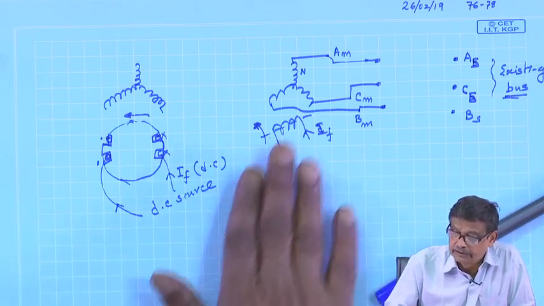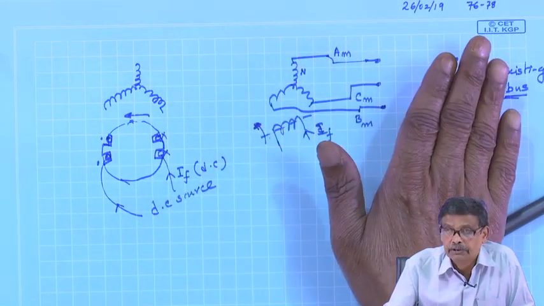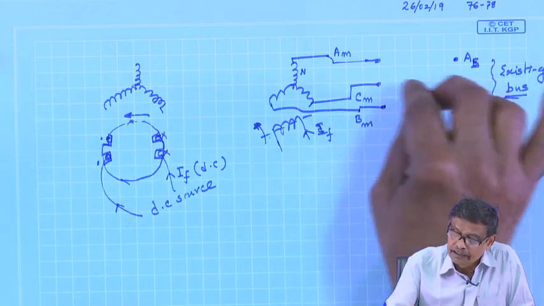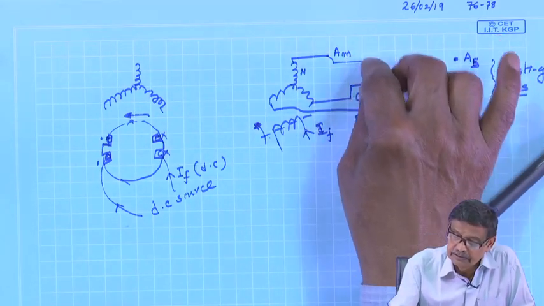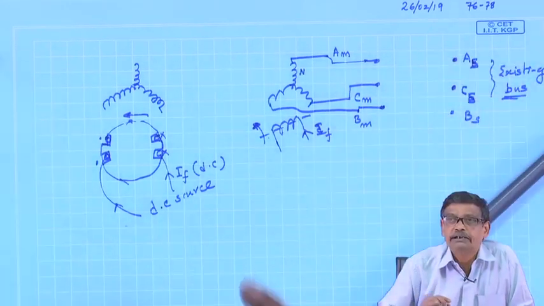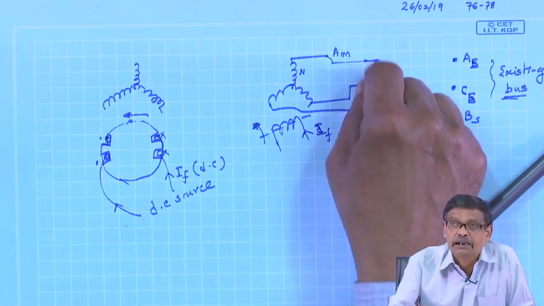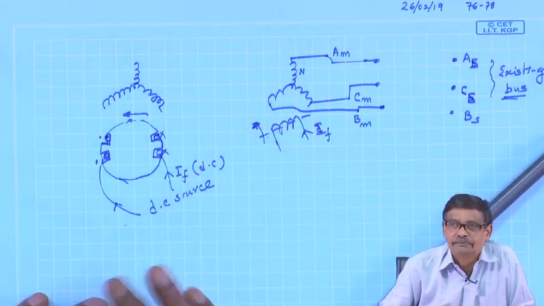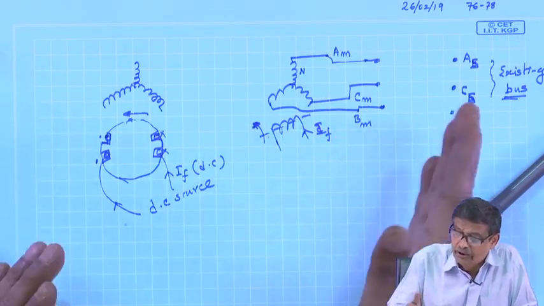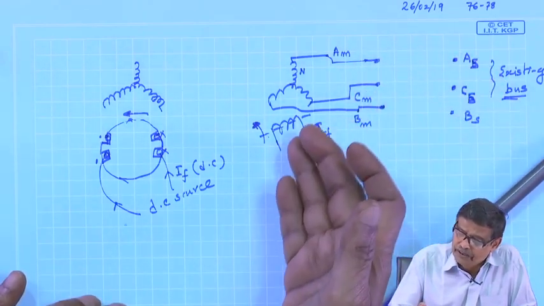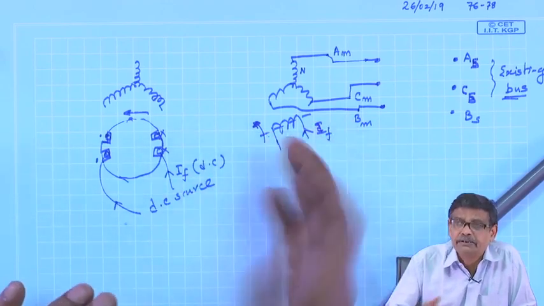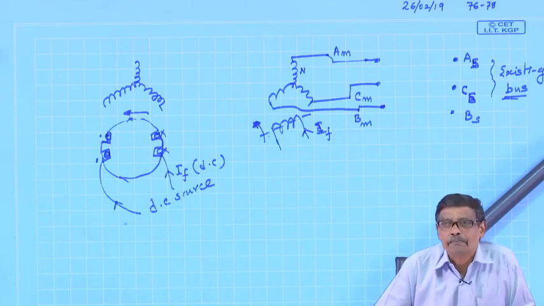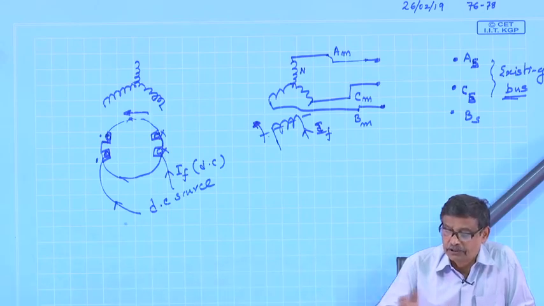Now, what is done? This synchronous machine is connected to the bus. The moment it gets connected to the bus, you can understand that the terminal voltage of the machine becomes the same as the terminal voltage existing in the bus. So the machine terminal voltage gets fixed by this. Once these are connected, you change the field current, whatever you do, but this terminal voltage is going to remain the same, that you will not be able to alter. So that is one of the boundary conditions.